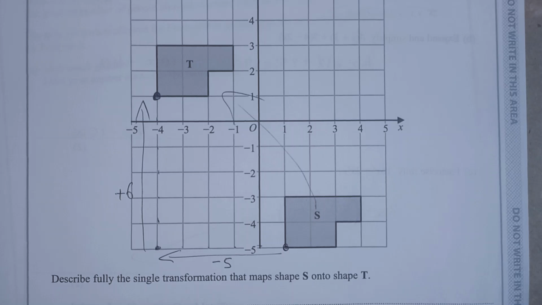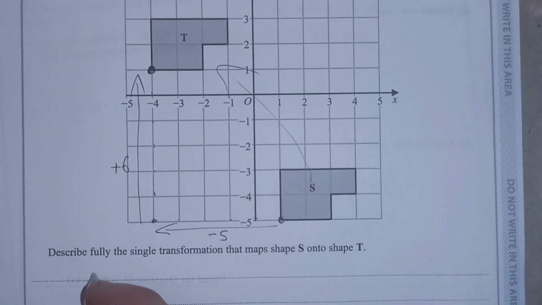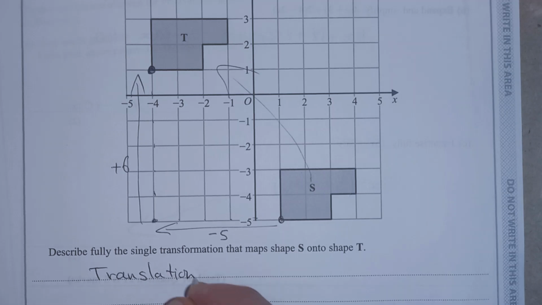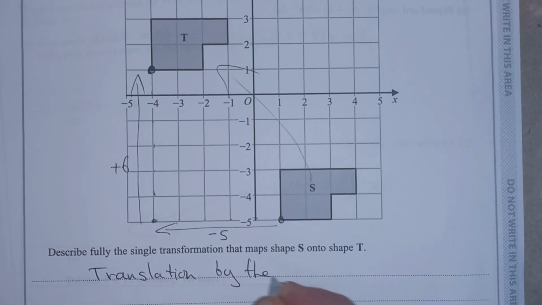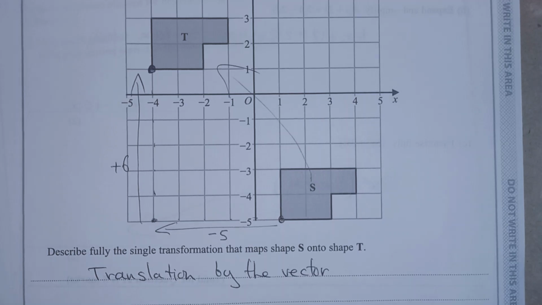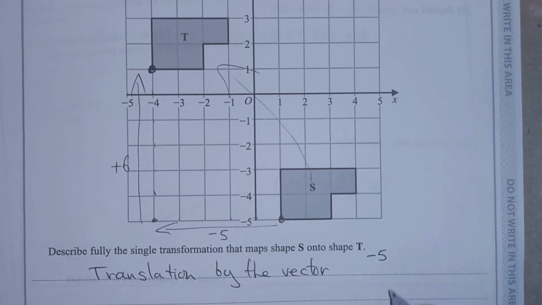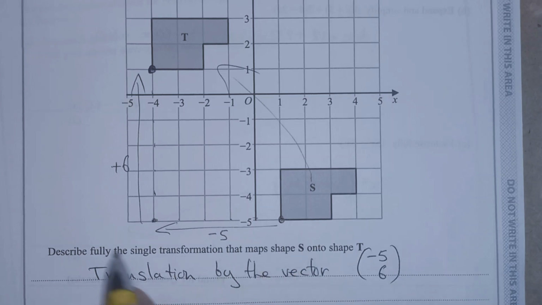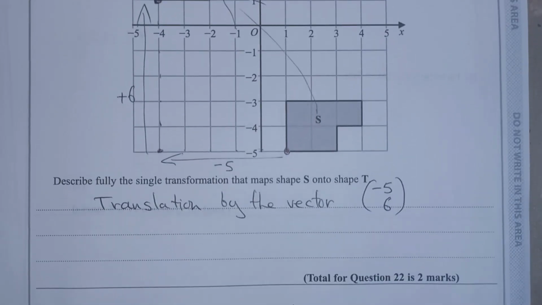So we can describe this with a vector. So we can say it's a translation by the vector. So in other words, it just means move it -5 across. So we put -5 on the top of the vector and then up 6. So this is like your x coordinates or x movement, and here's your y movement. And that's 2 marks.